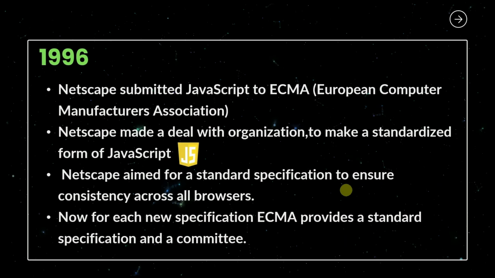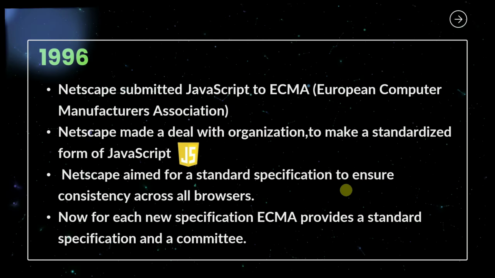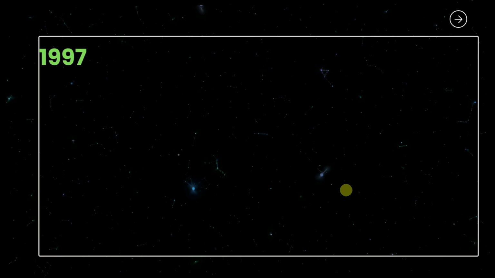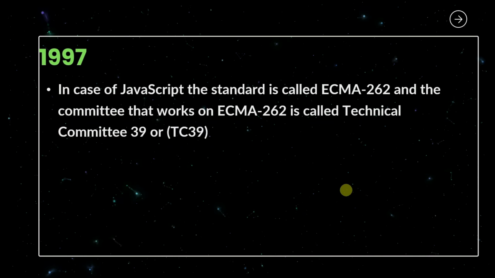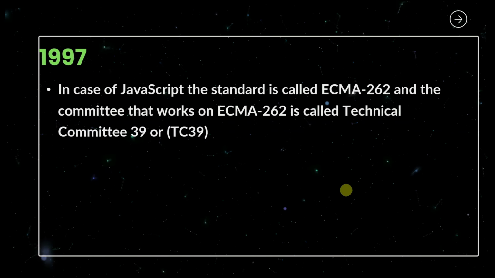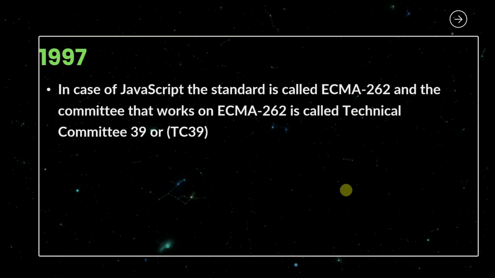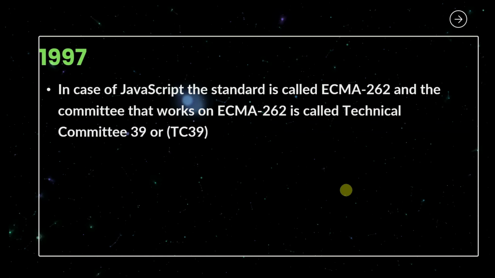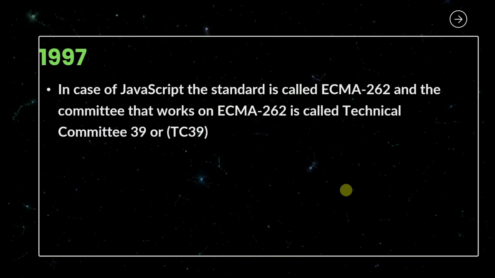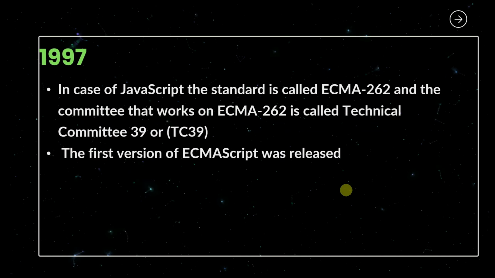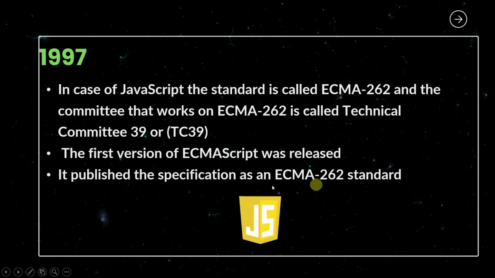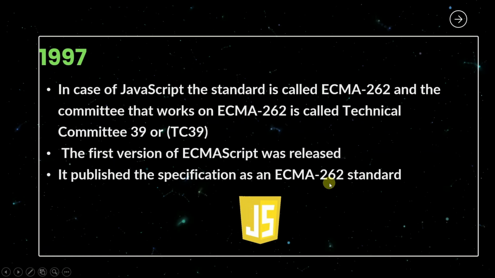Now for each and every new specification, ECMA provided a standard specification and also a committee. In 1997, in the case of JavaScript, the standard was called ECMA-262 and the committee working on ECMA-262 is called Technical Committee 39. For short, you can also call it TC39. Finally, in the year 1997, the first version of ECMAScript was released, and it published the specification as the ECMA-262 standard.